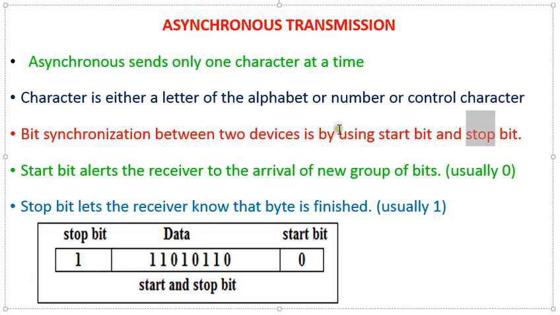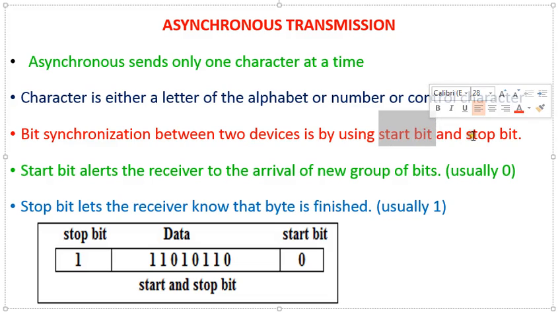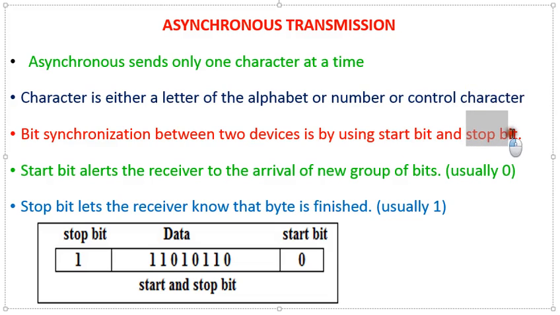Therefore we have 2 bits. 1 bit is used for showing the starting of the transmission of data, and the other one is used for showing the stopping of the transmission of data. This start bit alerts the receiver. It tells the receiver of the arrival of a new group of bits, and we use 0 as our start bit. That is, before the transmission starts between the sender and the receiver, you send a synchronization bit, which is 0. The moment the receiver sees this, it will be ready that data is coming.